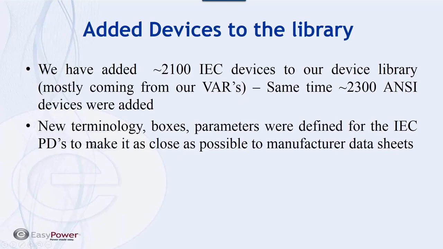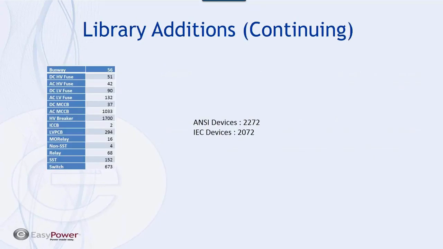Any IEC device which has a data sheet and you feel it's missing from our library, please submit it to us. We will add it at no cost. We have added new terminology, boxes, and parameters for IEC devices. So for some of the protective devices, you would see that their editor page has changed. That's in order to make sure that we are compliant and can accommodate the parameters that IEC defines for those equipment.